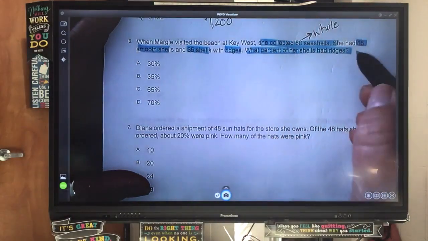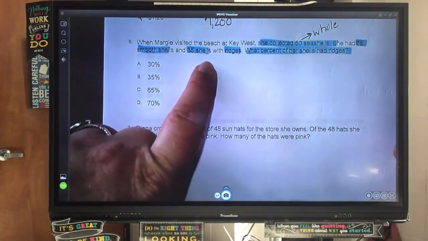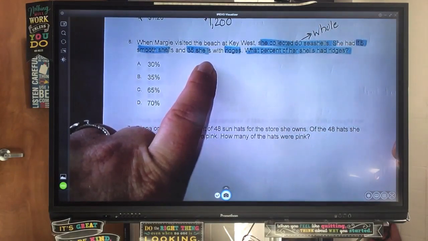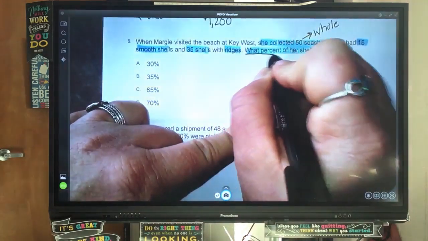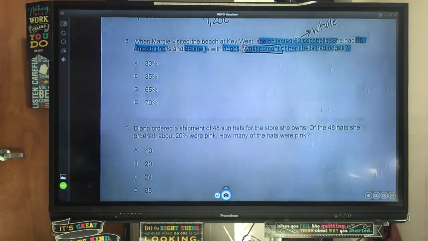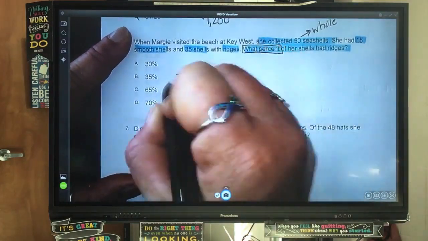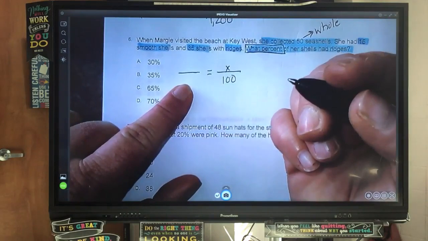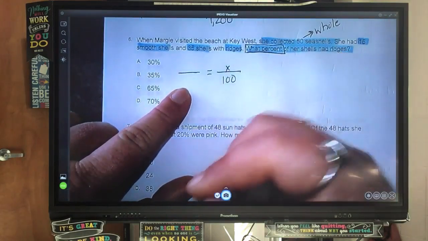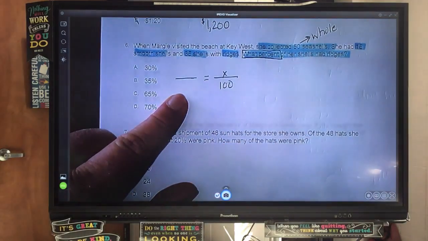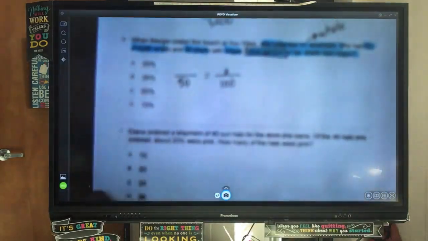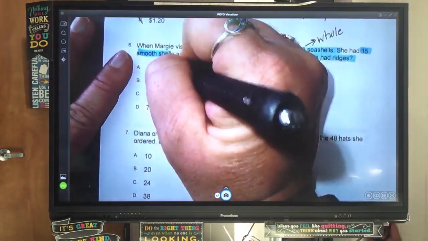Alright, so 15 smooth shells, 35 with ridges. What percent? So this right here tells me what am I looking for? I'm looking for the percent. Alright, what number goes on the bottom? Even if you didn't get to this one with us solving it together, what number do we know will go on the bottom? Kaya? And then what number goes on the top? 35. Alright.